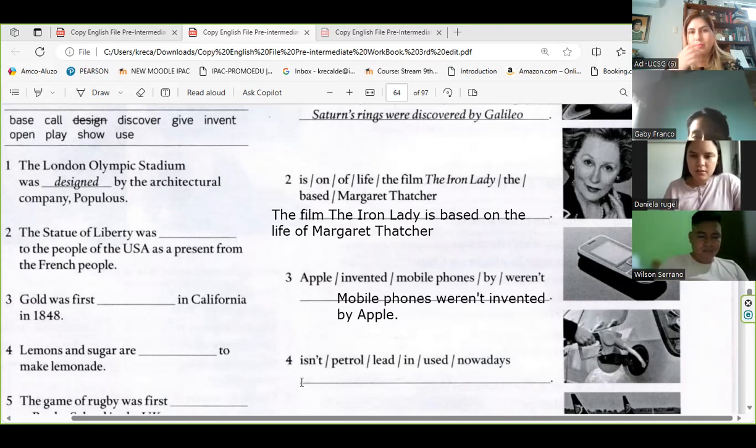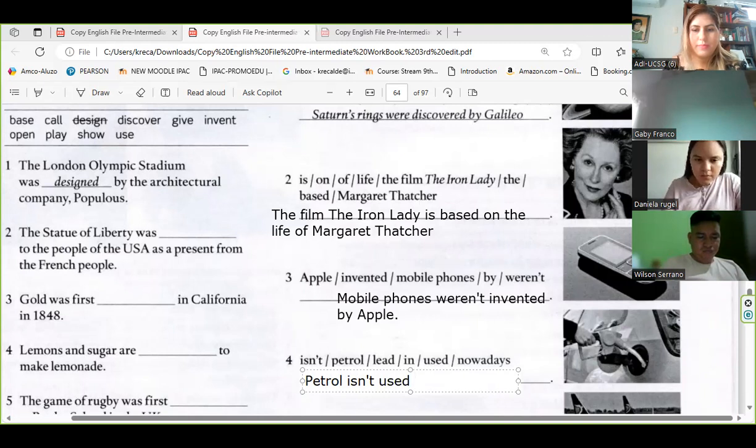Petrol. Okay, petrol. Petrol isn't used. Petrol isn't use lead. Okay, what is lead? What is lead? Okay, petrol lead. Let me put it here. Lead is petrol, not isn't used. Is not used nowadays. Okay, very good. So we're going to do it until here.